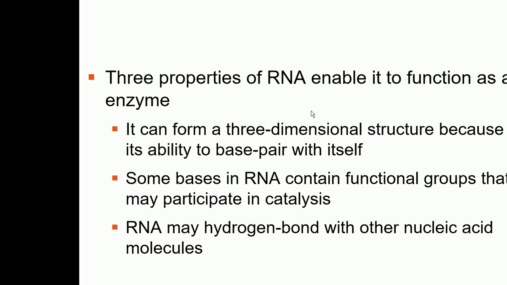These are some of the properties of RNA which enable it to function as an enzyme. RNA can form a three-dimensional structure because of its ability to base pair with itself. Some bases in RNA contain functional groups that may participate in catalysis. RNA may hydrogen bond with other nucleic acids. So these are some of the properties because of which RNA can act as a catalyst.